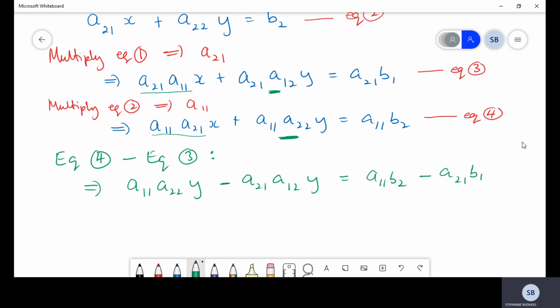Make sure you check that your terms are correct. 11, 22, 21, 12, 11, 2, and 21, 1. So that's check. We're good to go.